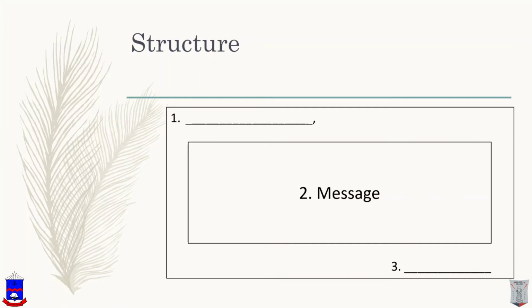Next, we have the message, and like I told you before, it should be brief and to the point. And then finally, you have to write your name, the sender's name, at the end. But you don't need to write yours faithfully, your loving, best regards or whatever, like you do in a letter. You have to give only the sender's name at the end.